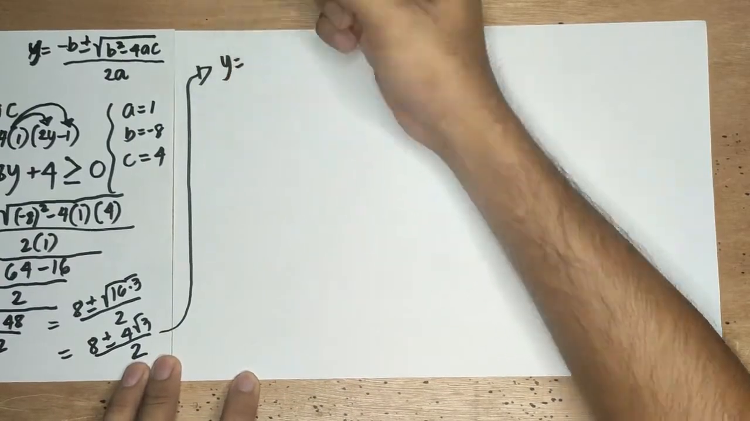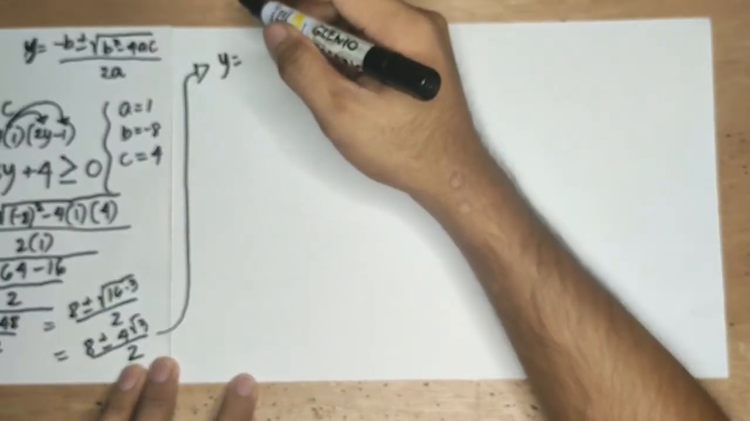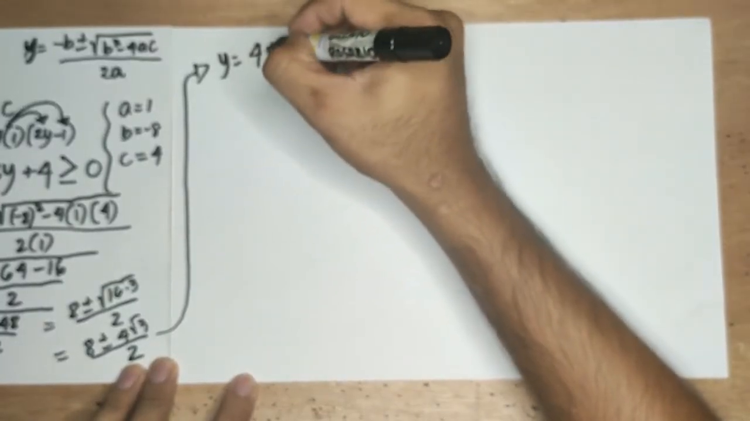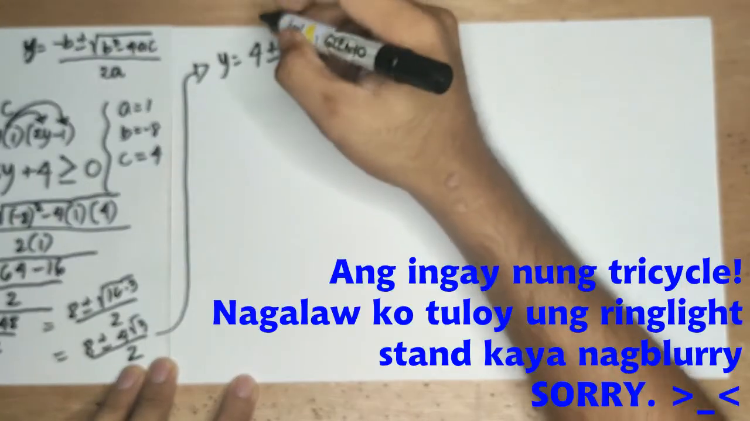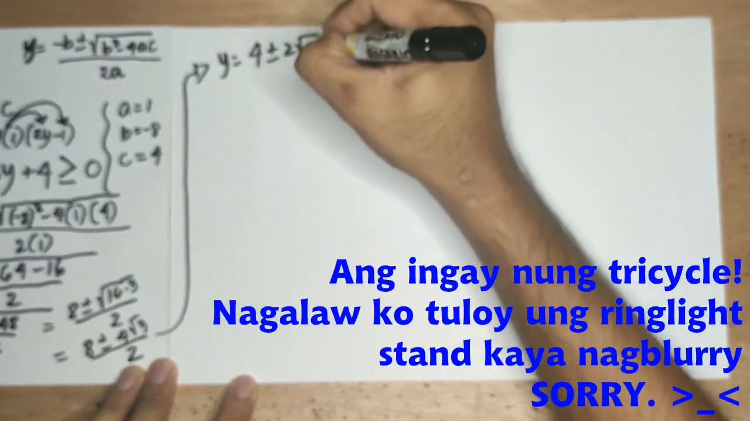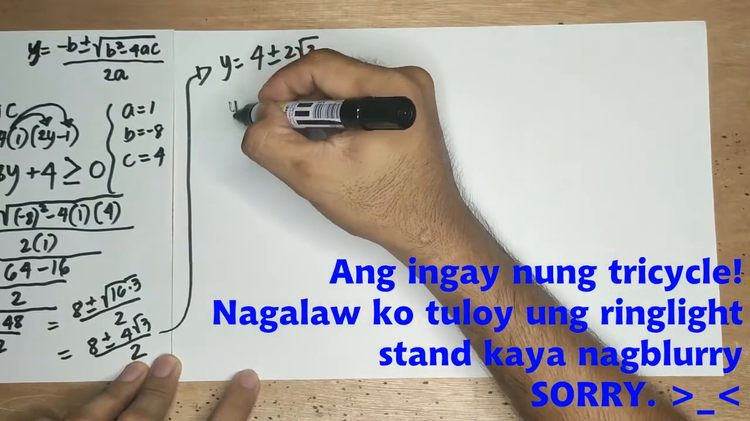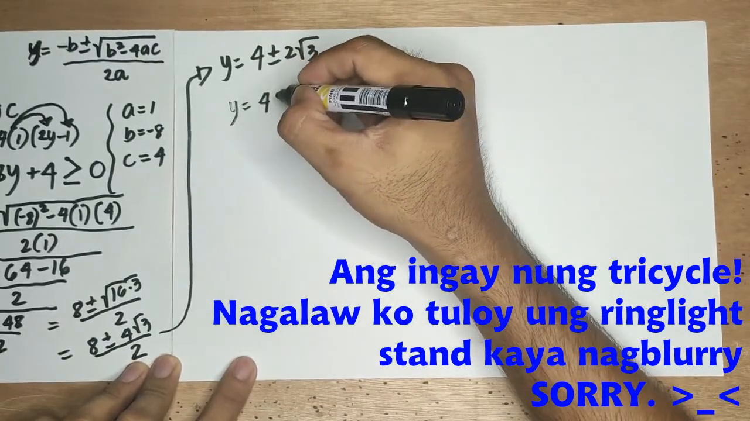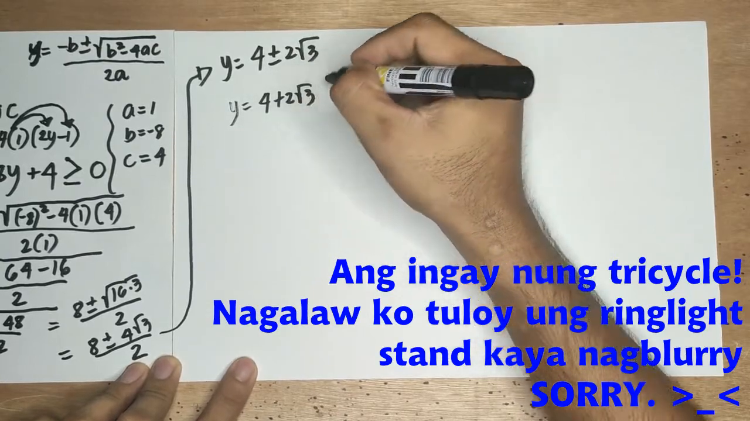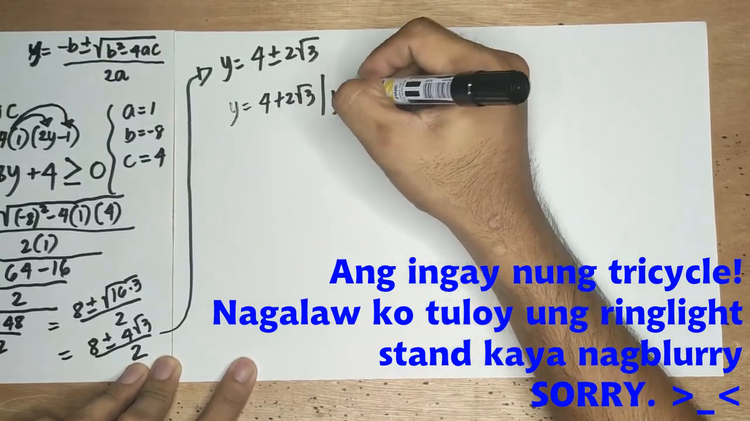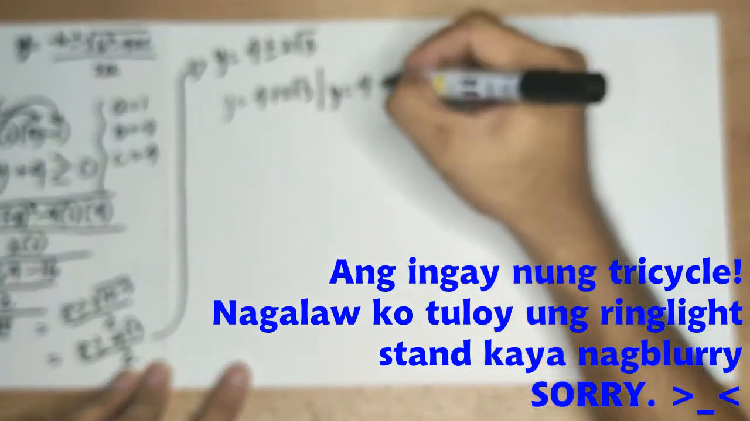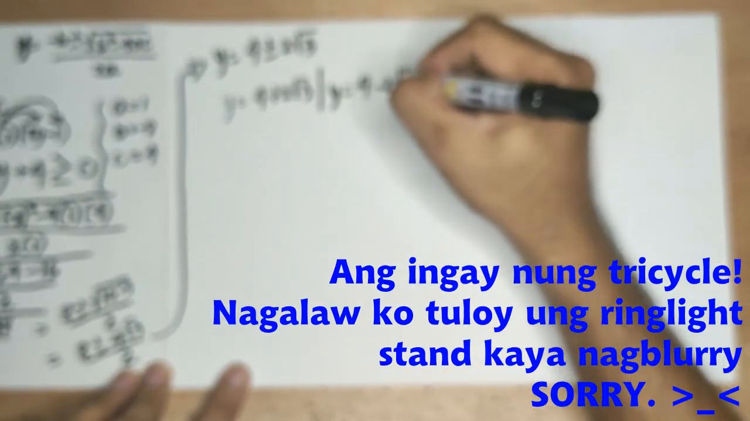Y will be 8 divided by 2 is 4. Then plus or minus. 4 divided by 2 is 2. Square root of 3. So, ang values ni Y natin, we have Y is equal to 4 plus 2 square root of 3. And Y is equal to 4 minus 2 square root of 3.